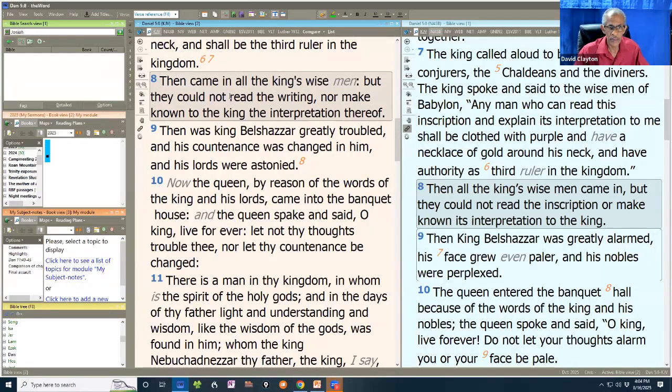Now it's interesting, they could not read the writing and they could not make the interpretation known. So I believe it is some language. I believe so, and I'll tell you why in just a moment. I believe it's a particular language, but I'm not sure which language. It might be Hebrew, I'm not sure. But anyway, it says they can't read the writing, much more to give the interpretation. So I understand that when it says they can't read the writing, obviously it's written in a language or maybe in a kind of script that they are not familiar with. So they can't even tell what it is saying, much more the interpretation.